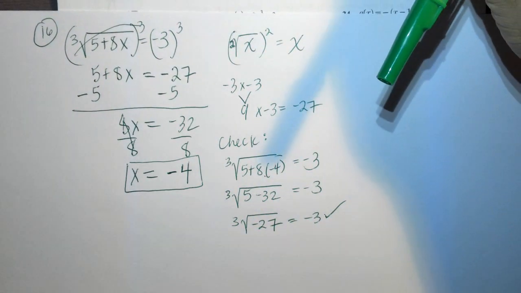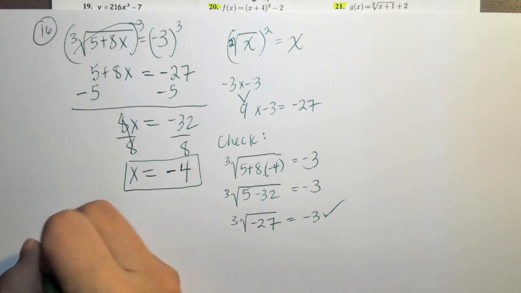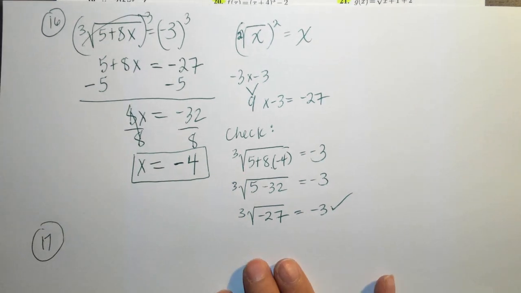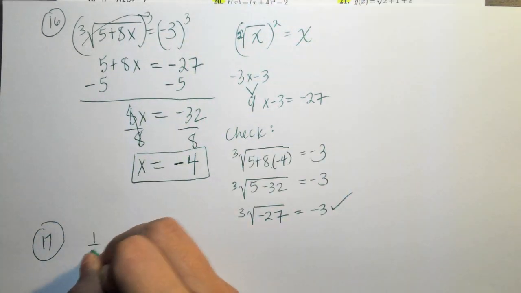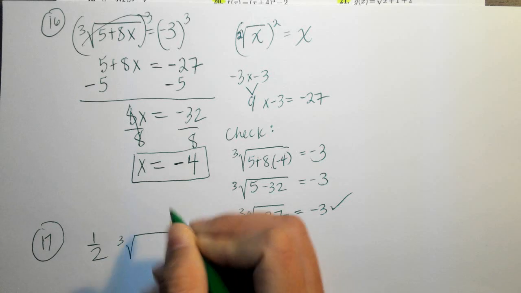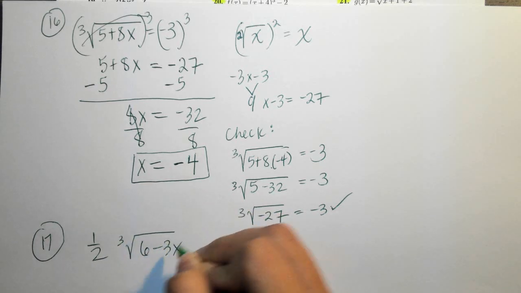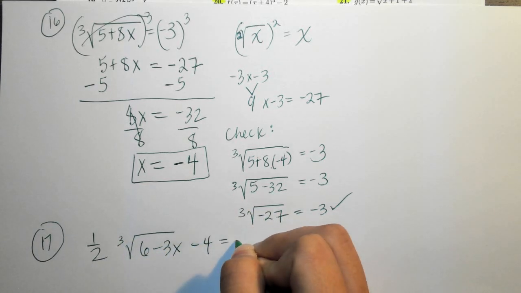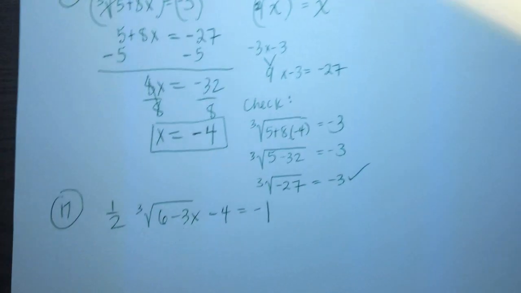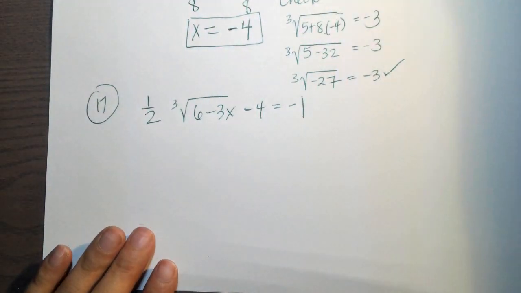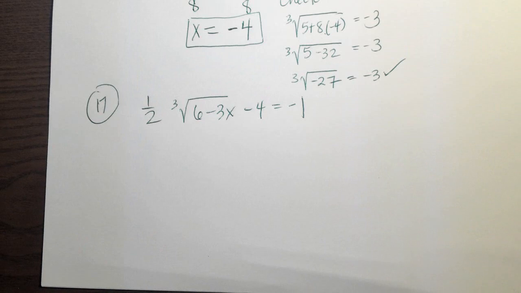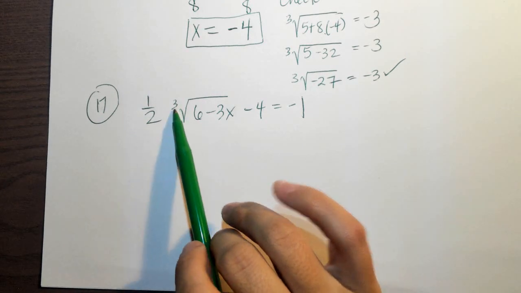Let's go ahead and go to number 17. So number 17, we have 1/2 times the cube root of 6 minus 3x, minus 4 equals negative 1. Move my paper up a little bit. Okay, so for this one, we want to get the cube root by itself.